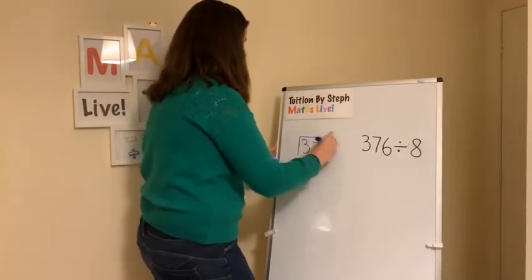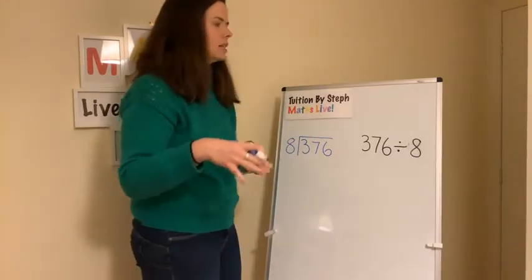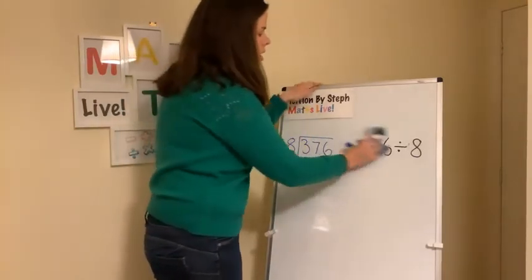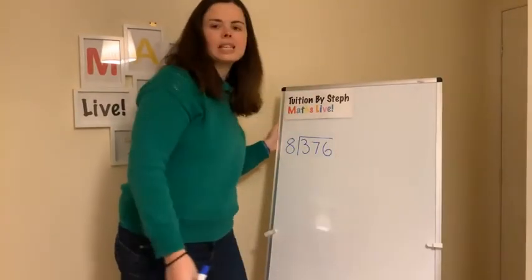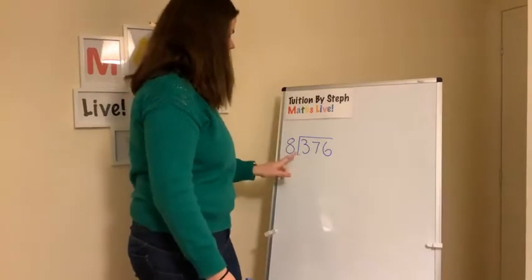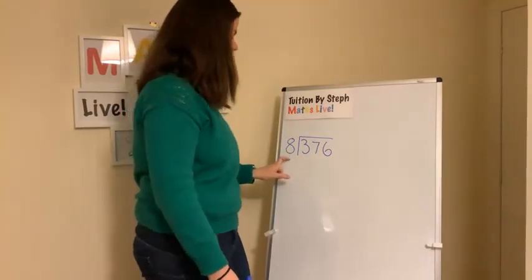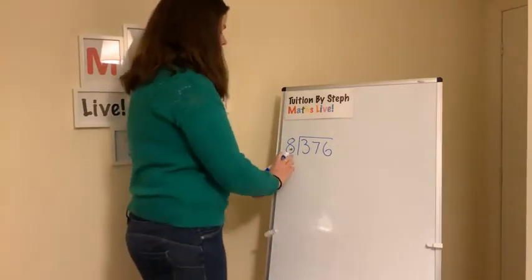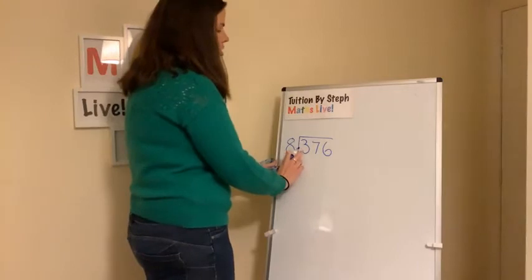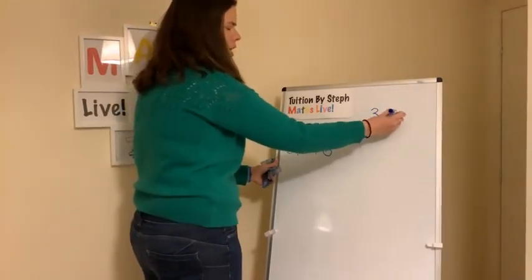Right. You'll see a big difference between today's lesson and yesterday's lesson. 376 divided by 8. Of course, we put it in the bus stop. The number that we're dividing goes under the bus stop, and the number doing the dividing goes next to the bus stop. And how do we start? Right, we've got to divide 3 by 8.